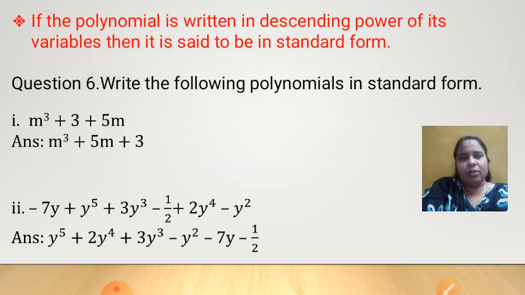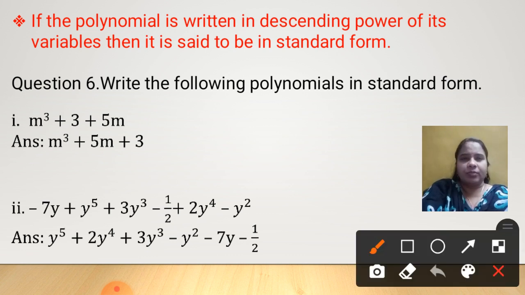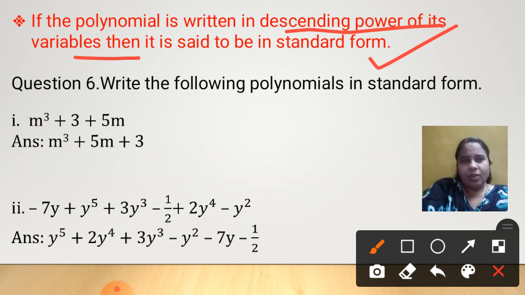But before we do that, I have given you the definition of standard form. If a polynomial is written in descending order of its powers of the variable, then it is said to be in standard form. Now, what is the meaning of this? This will be helpful when we are solving question number 6 of 3.1. Write the following polynomials in standard form. What are we supposed to do? We are supposed to write the given polynomial in descending order of its powers of the variable.